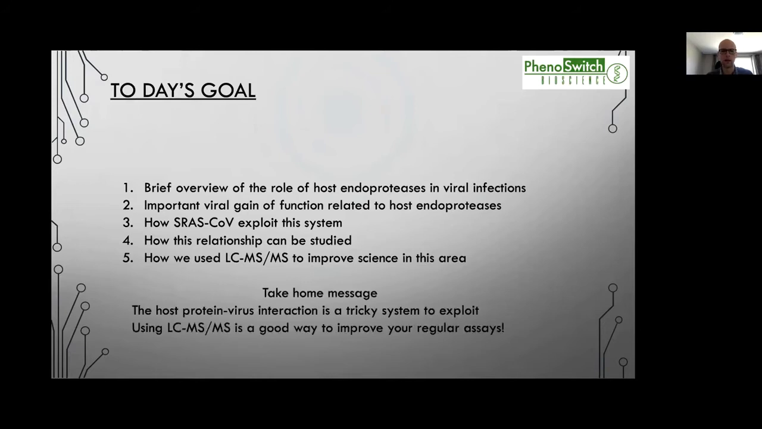The take-home message is that you have to remember that the host protein-virus interaction is a tricky system to exploit, and using LC-MS is a good way to improve our regular assays regarding those kinds of analysis.